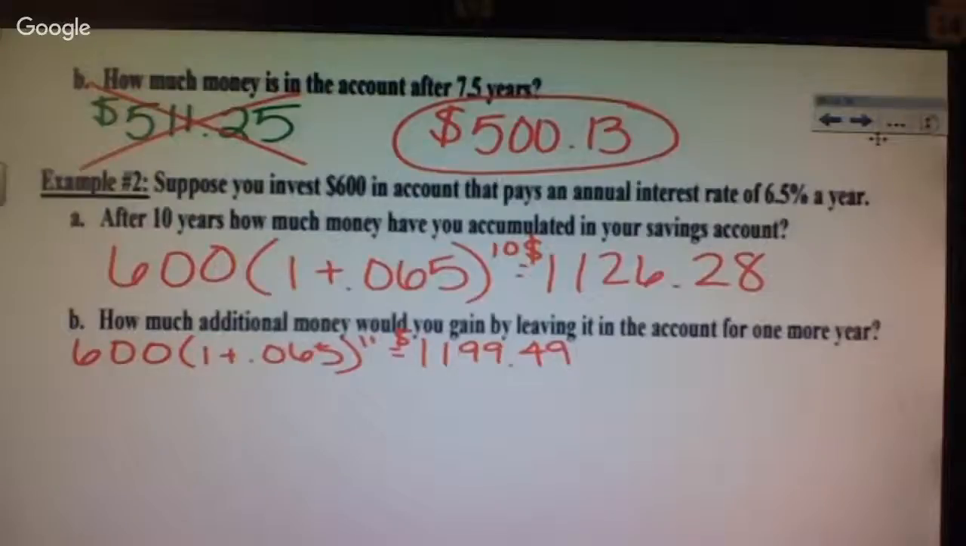Okay, so at the end of 11 years, I've got $1,199.49. Well, that's not what they're asking. They want to know how much additional money you gained in that year. So I then need to subtract what I had after year 10. So in 1 year, in between year 10 and year 11, you've gained $73.21.